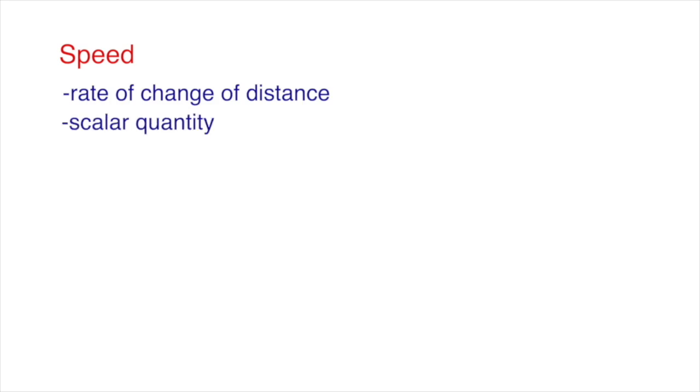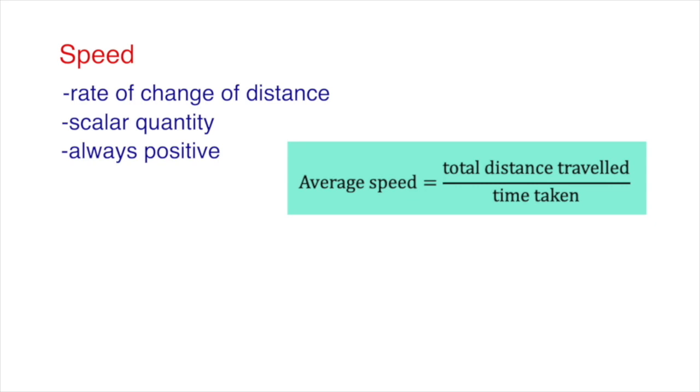Speed is the rate of change of distance. Speed is a scalar quantity. That means speed has magnitude only, and the value of speed is always positive. The SI unit for speed is meter per second.